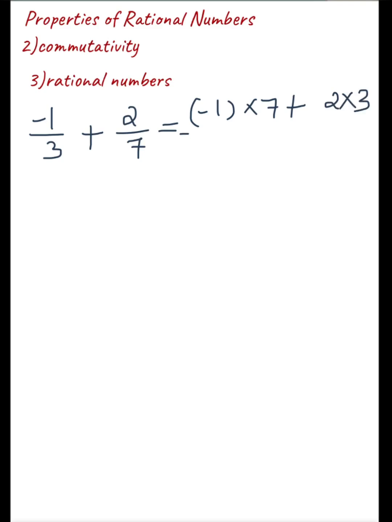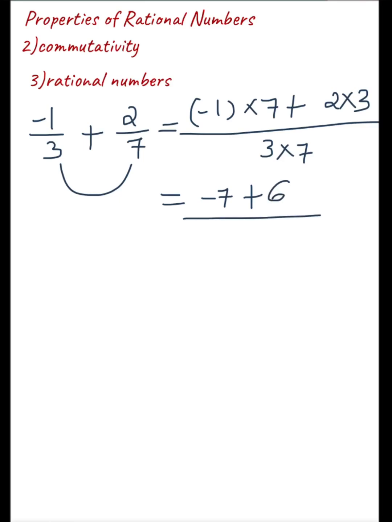I'm taking the numbers minus 1 by 3 and 2 by 7. How will you add this? Minus 1 into 7 plus 2 into 3, divided by the denominator, which is 3 into 7. Minus 1 into 7 is minus 7, plus 2 into 3 is 6. 3 into 7 is 21. Minus 7 plus 6 is minus 1 by 21. So the answer is minus 1 by 21.